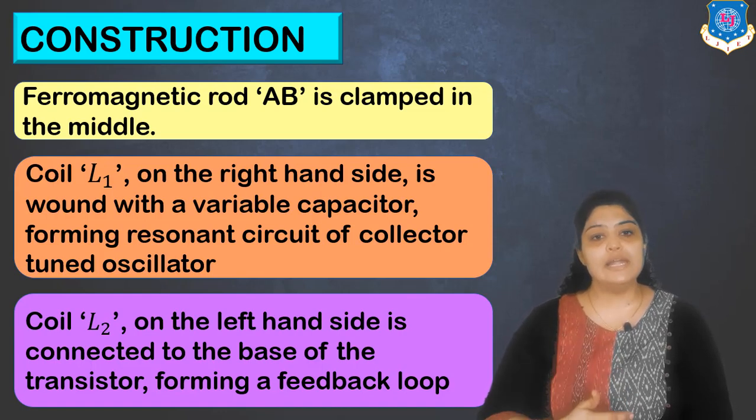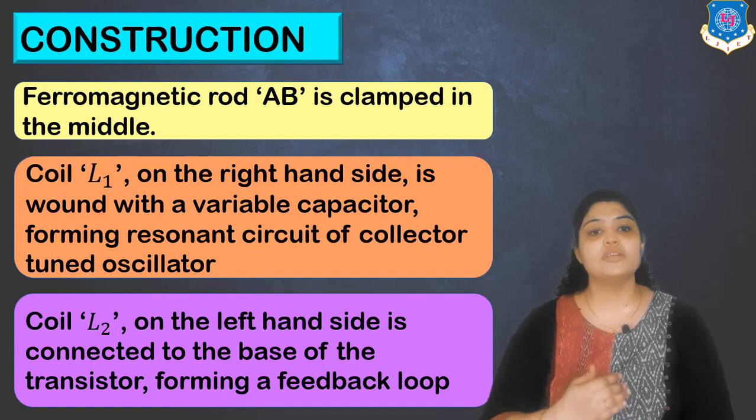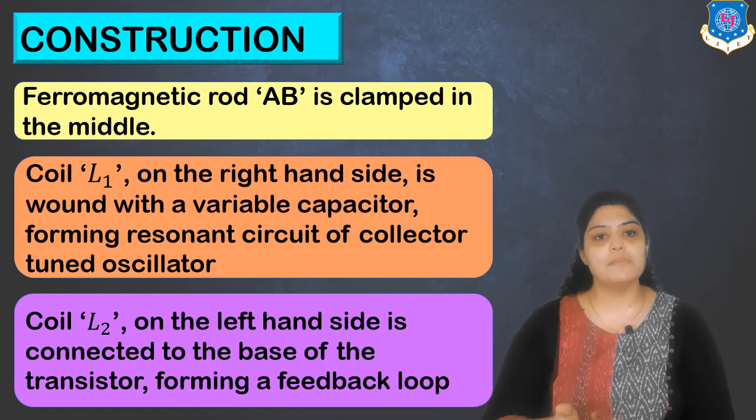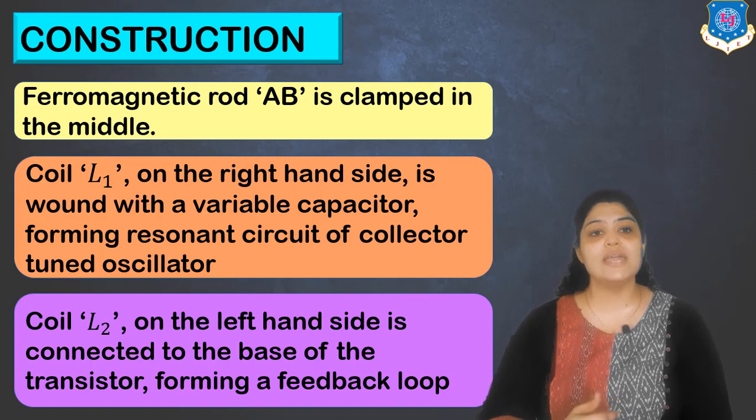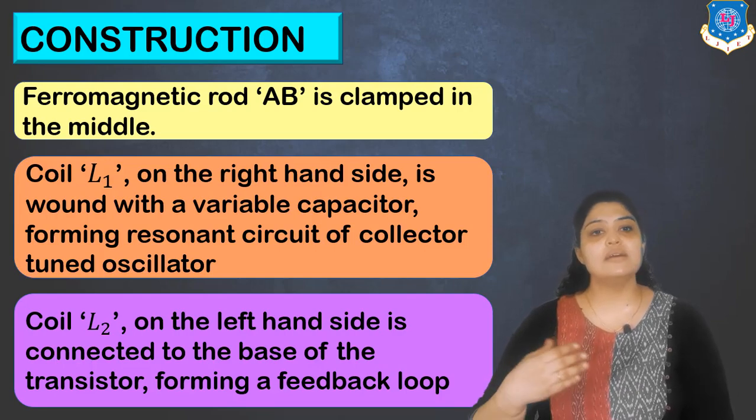Then we have a coil L2 on the left hand side that is connected between the base and the emitter of the transistor. In both the cases, the emitter is common, so I say it is a common emitter configuration. Clear? Next, let's see the construction with the help of a proper diagram.